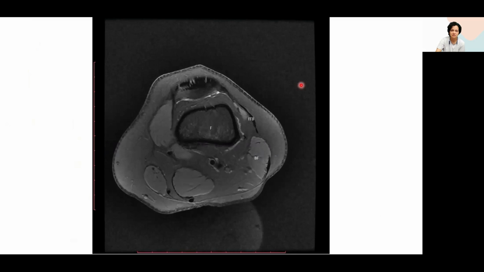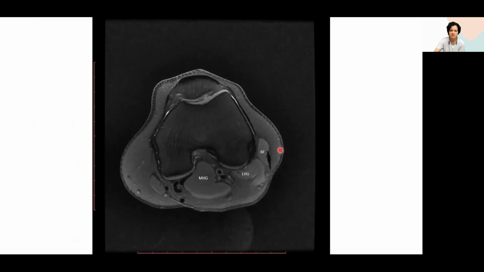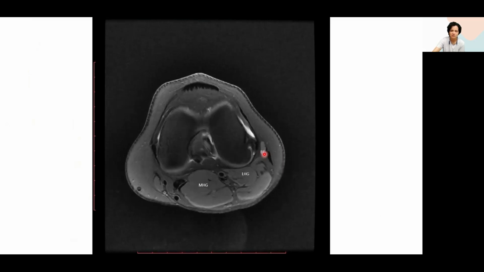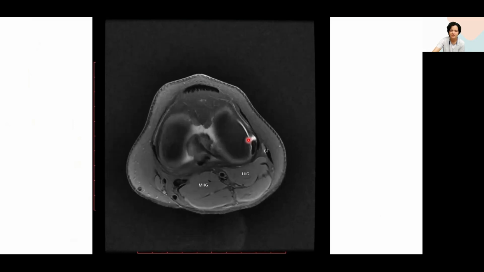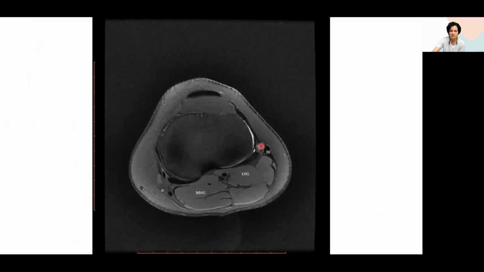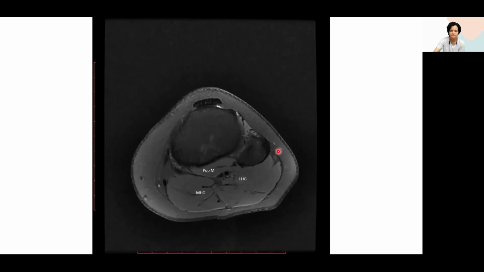Let's see the axial MRI. This is the iliotibial tract. This is biceps femoris. As we are moving down, we can see the lateral collateral ligament, and also the popliteus tendon. This is iliotibial tract, this is lateral collateral ligament, this is biceps femoris. The lateral collateral ligament and biceps femoris are attaching over the head of fibula.